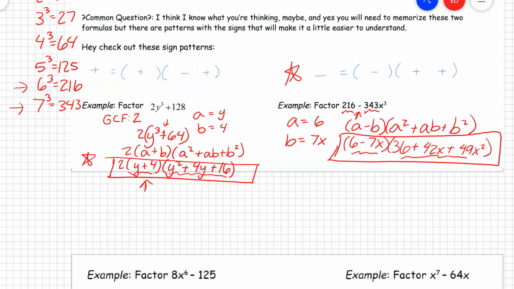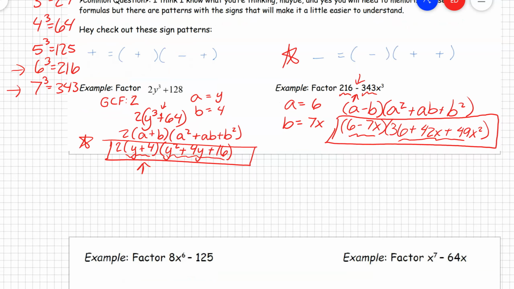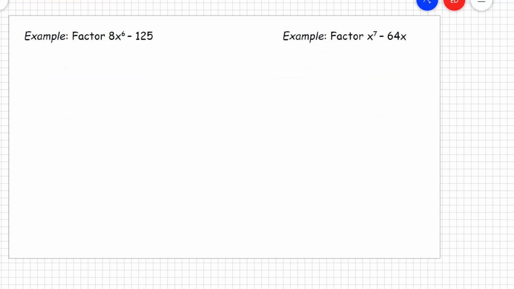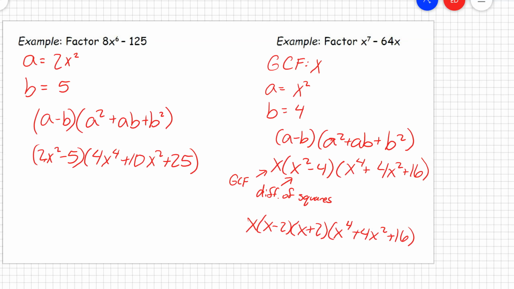All right, so that's going to be a difference of cubes because of the subtraction sign. Let's take a look at the next two examples. What I'd like you to do is go ahead and pause the video, and I want to see what you can do. So pause the video and then you can go ahead and play it once you've completed these two problems on your own. And I'm going to go ahead and work it out, and we'll talk about it after we both press play.